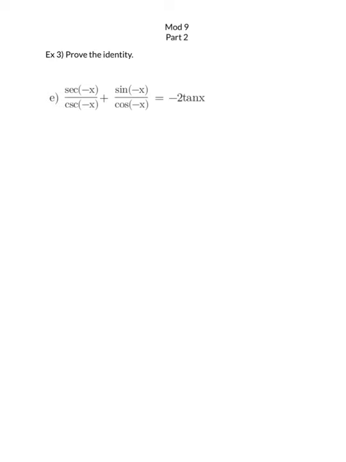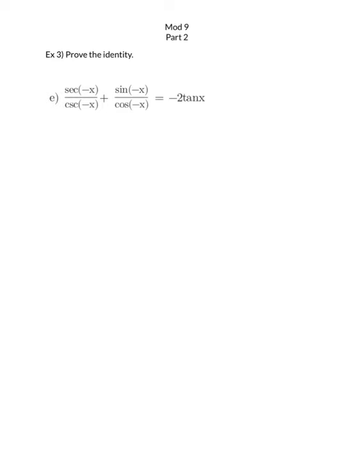Continuing on Mod 9 Example 3, we need to prove the identity that we are given. In this case, we have the secant of negative x over the cosecant of negative x plus the sine of negative x over the cosine of negative x. And we are to prove that that equals negative 2 times the tangent of x.